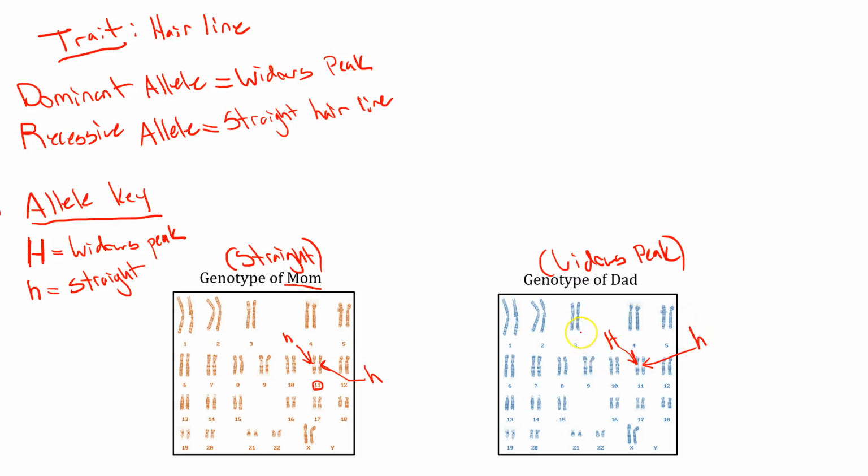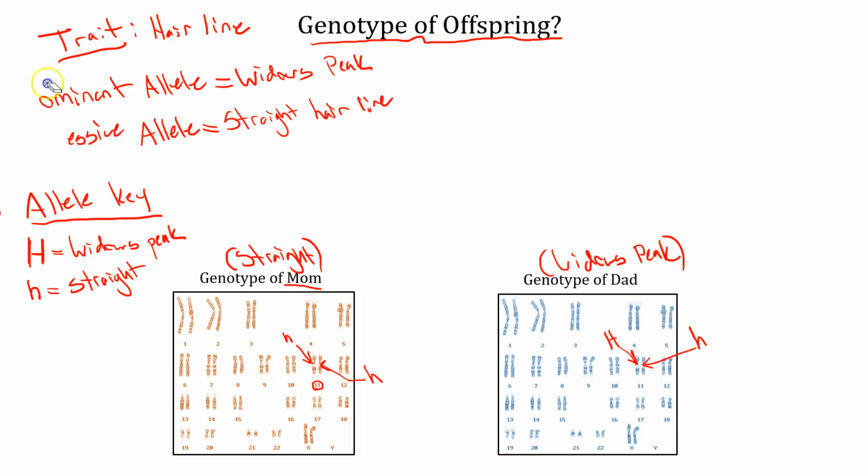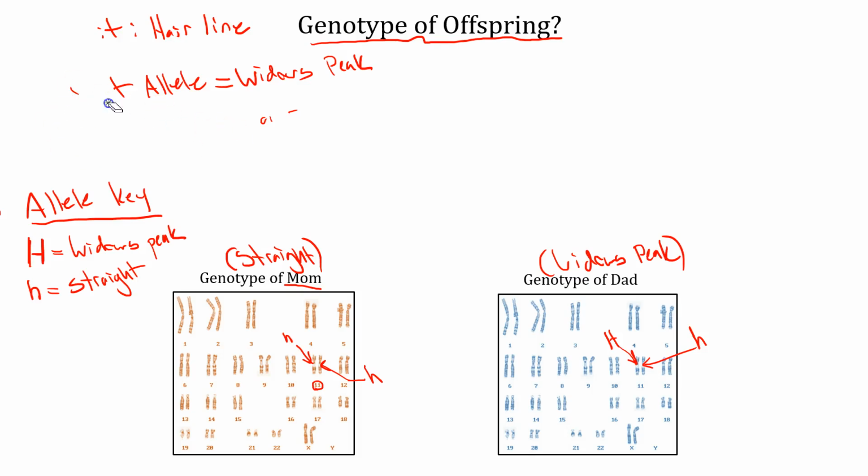Okay. Now the question would be, if mom, who has straight hair and has a homozygous recessive genotype, and dad, who has a widow's peak and is heterozygous genotype, if mom and dad make babies, what percentage of their babies are going to have, let's say, a widow's peak versus a straight hairline? So a Punnett square is really going to answer the question, what is going to be the different probabilities for the different genotypes of the offspring? Okay, so the way that this is set up, they call it a Punnett square because you really just have to make a square.